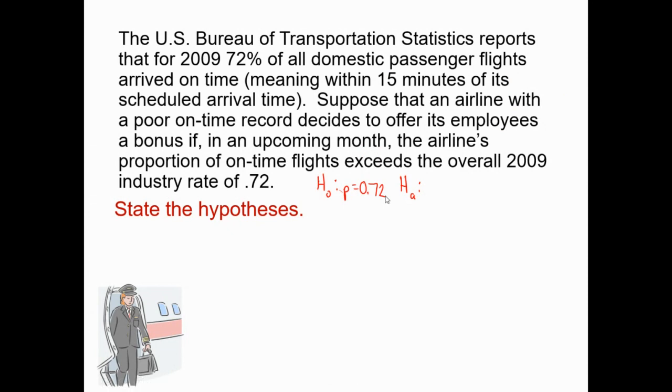It's different for AP and dual credit, because in dual credit you go based on the alternative for the most part, and that determines the null. Now the problem itself tends to determine the alternative. The problem says that we exceed 0.72. So our alternative would be that p is greater than 0.72.